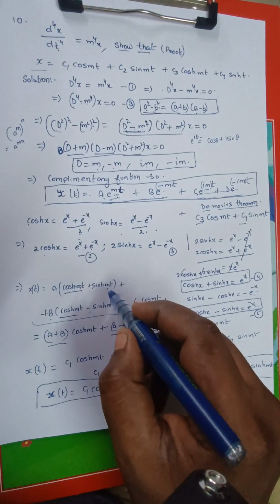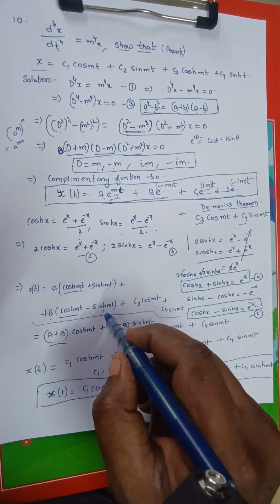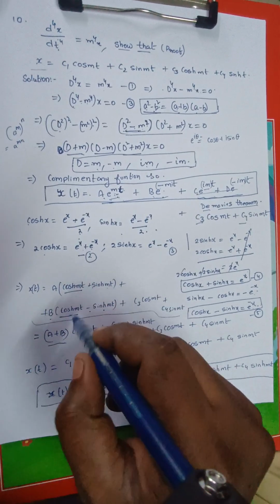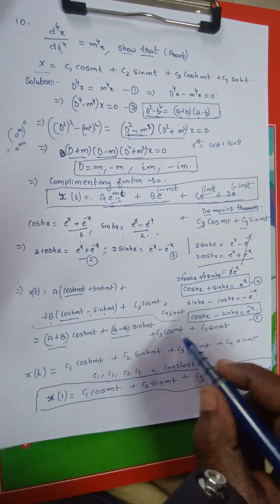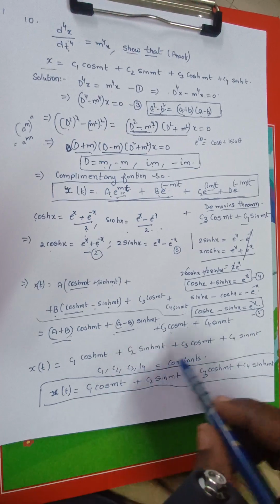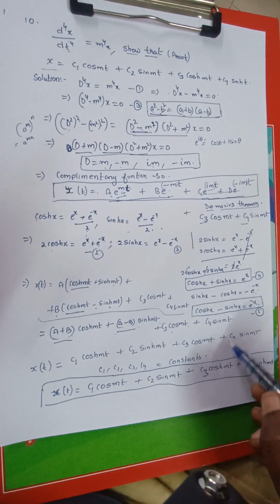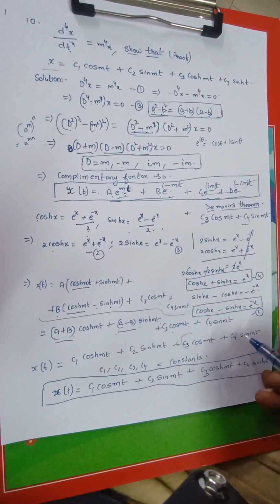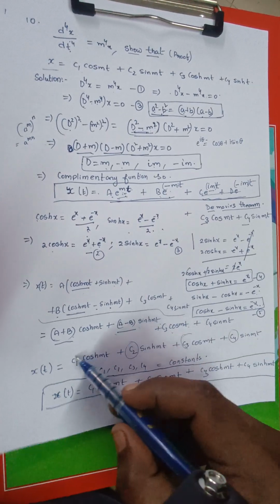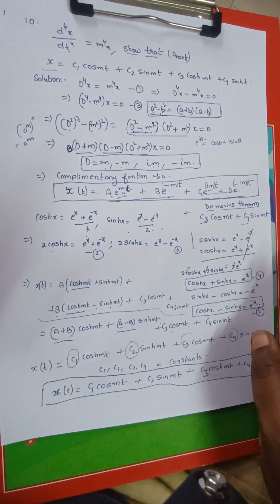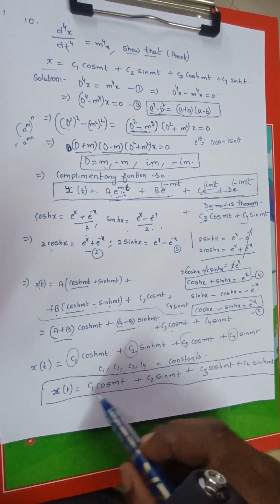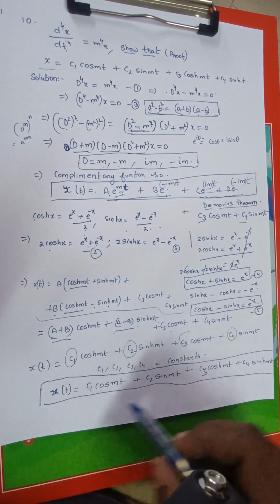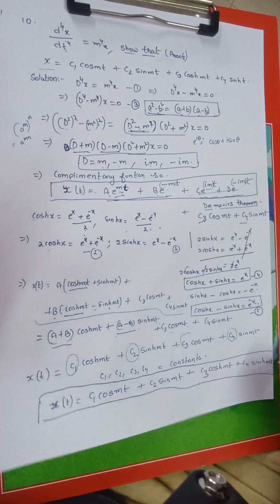That's it. Cosh mt, sinh mt, cosh mt minus sinh mt, and taking cos common, a plus b, a minus b sinh mt, and then c3 cosh mt. Finally we have come to this equation, but we see that the constants over here are in a different form. So what we have done is that you can write constants in whatever way you like. So we have rearranged the terms, written the constants, and got the final answer.